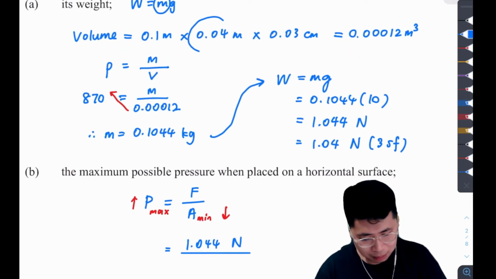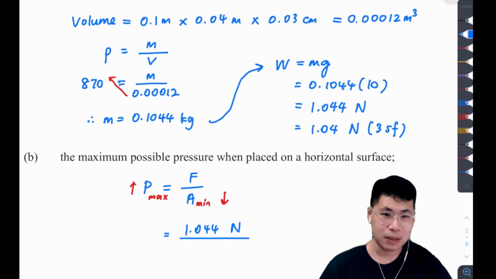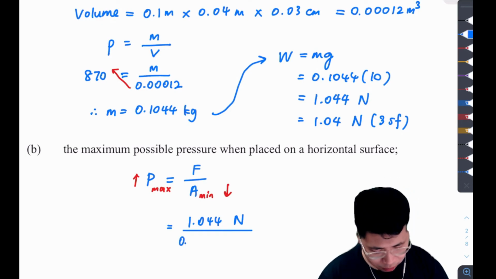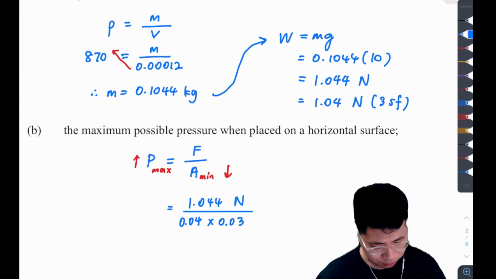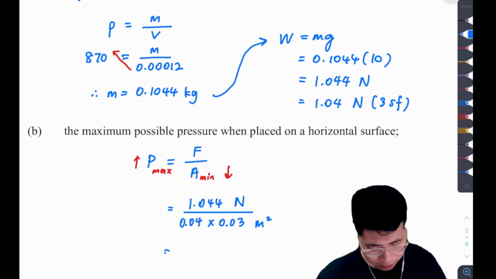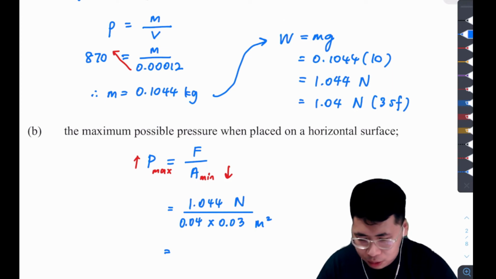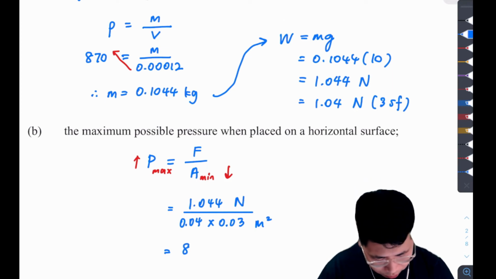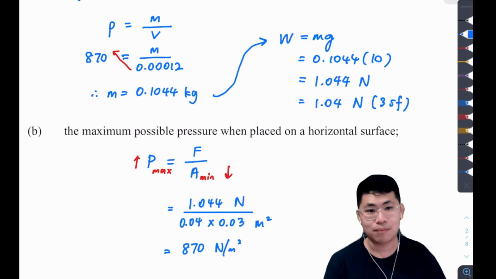What will be my area? The area will be made up of the two smallest sides. I'm going to use meters over here. So 0.04 meters times 0.03 meters, the two smallest ones over here, and I have meters squared. So 1.044 divided by 0.04 divided by 0.03. This is equal to 870 newtons per meter square, or Pascal also can.